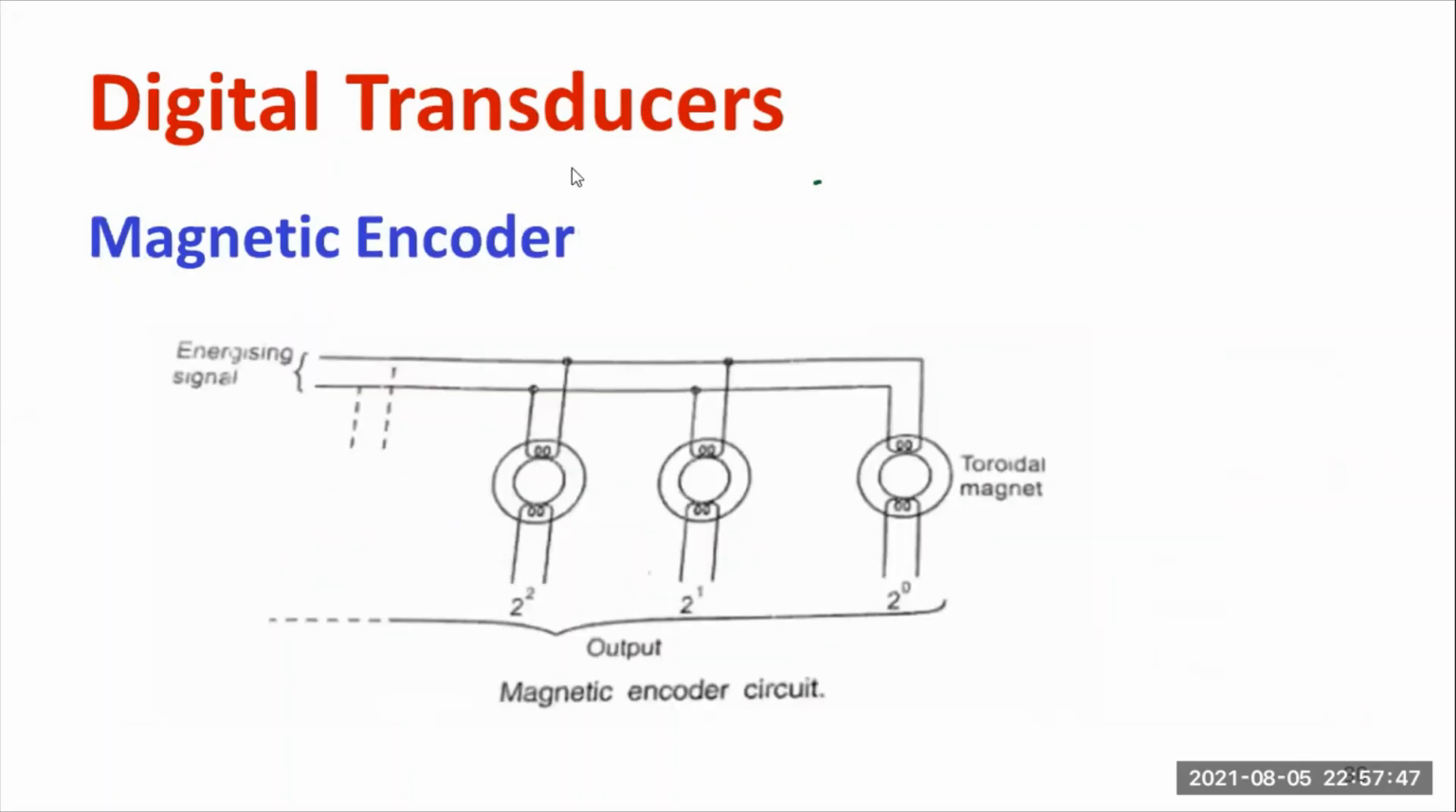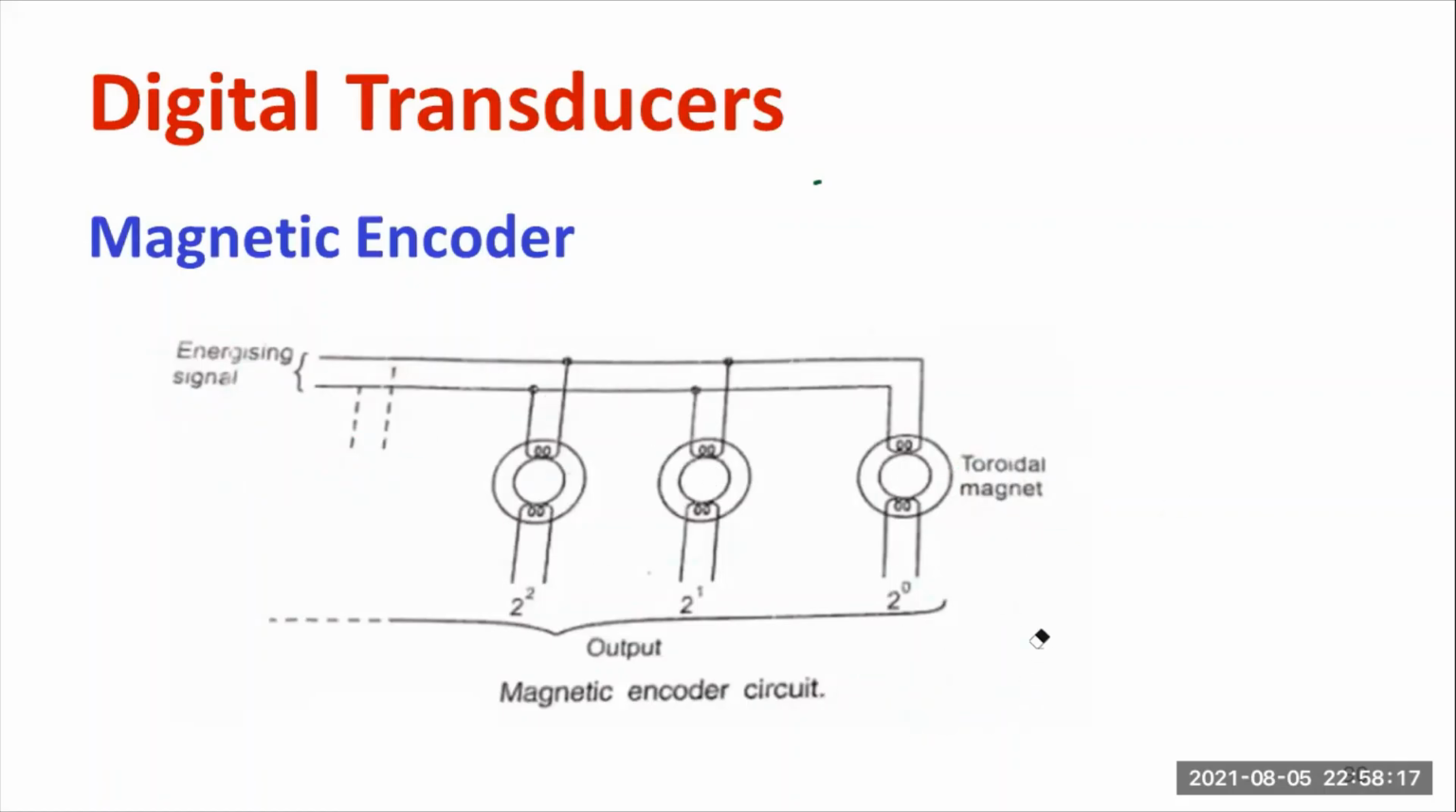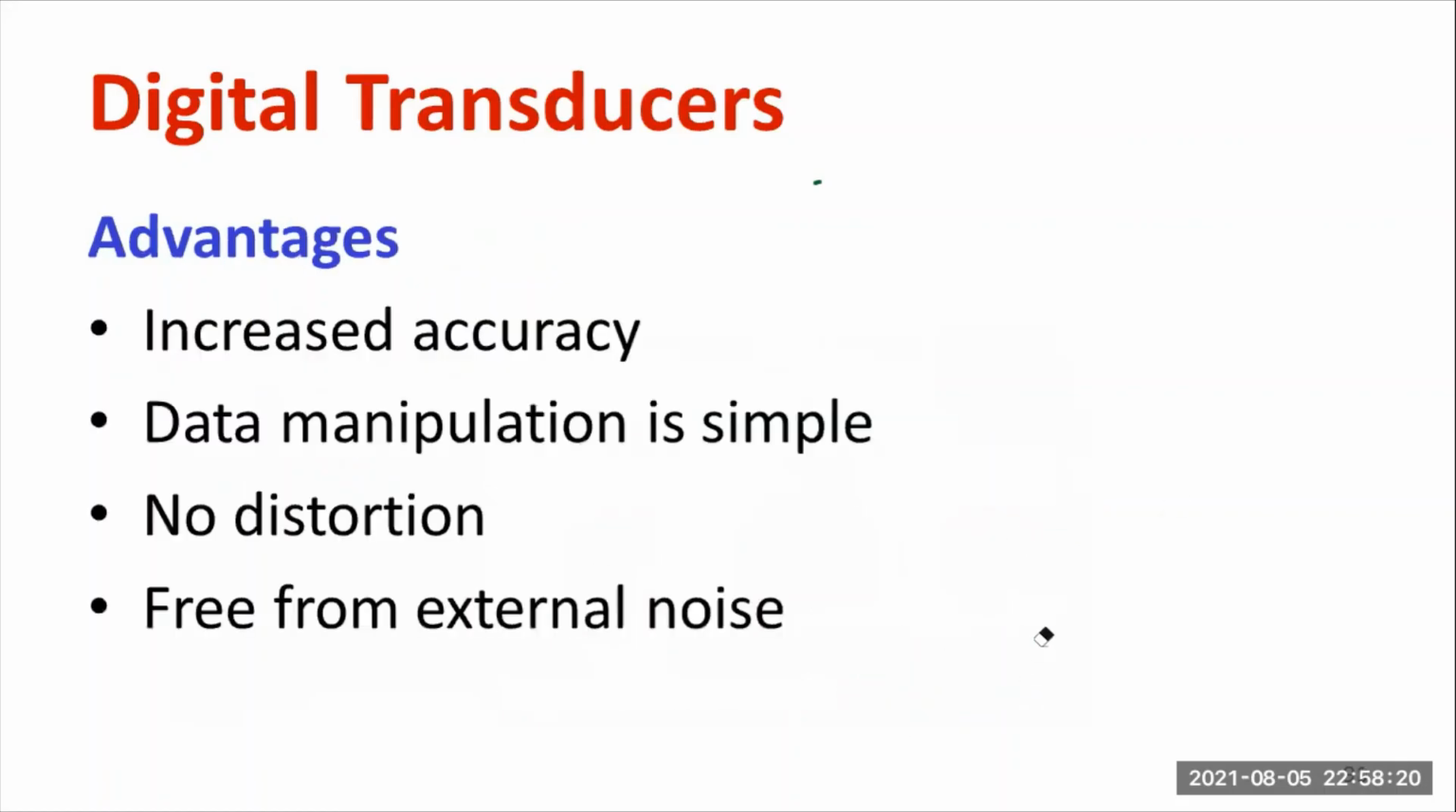A magnetic encoder is also similar, and we have the digital output. We have a magnetic toroid; an inductive coil arranged in a circular shape is known as a toroid. We have the energizing signal, and the input is given as an analog input. With respect to the analog input, I am able to get the output signal such as 2 to the power 0, 2 to the power 1, 2 to the power 2. Likewise, I get the output. This arrangement is known as a magnetic encoder. We have to be familiar with the operation of the magnetic encoder.